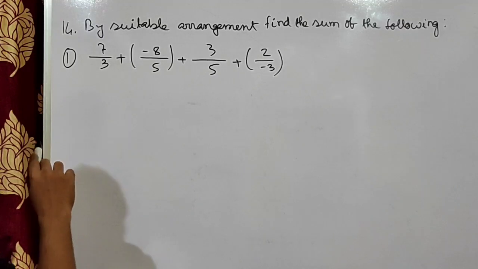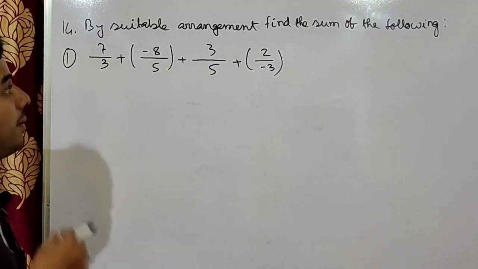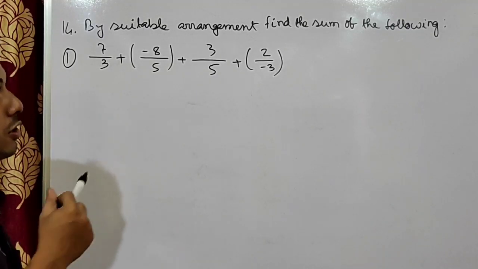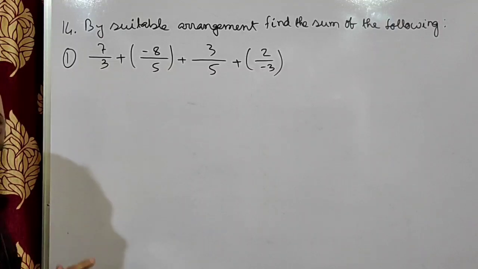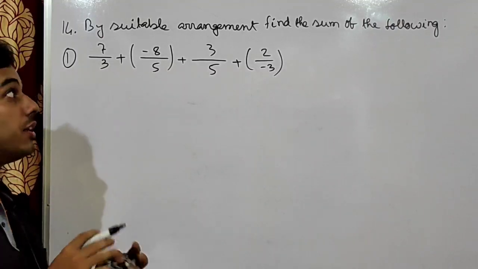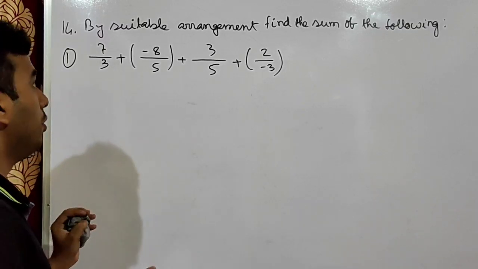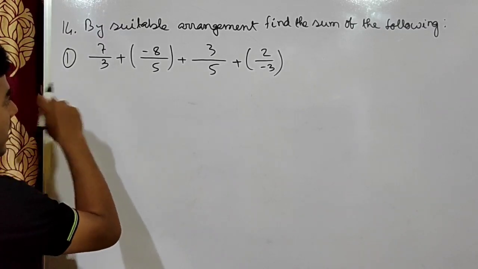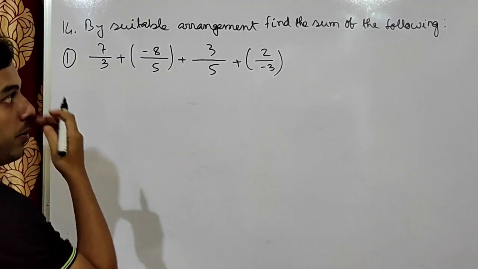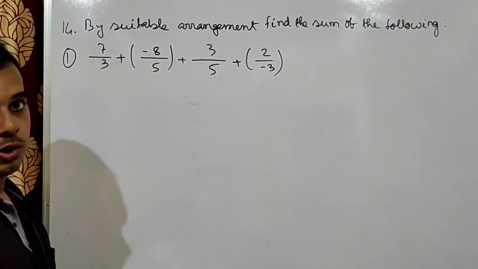So our question is 7 by 3 plus minus 8 by 5 plus 3 by 5 plus 2 by 3. So we have to arrange them suitably so that we can find the sum easily, isn't it? So here what we will do, look, now if we add 7 by 3 with minus 8 by 5, we have to take LCM, then it will be a long process, right?